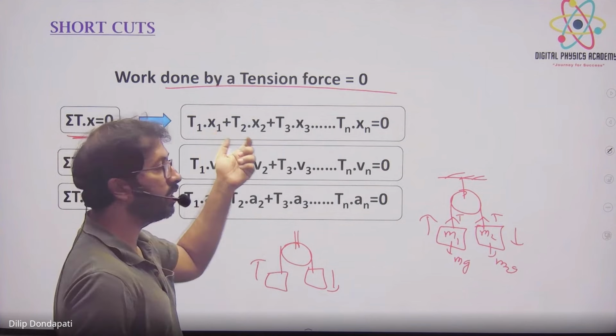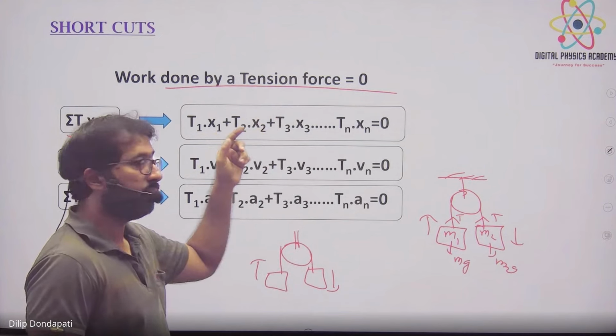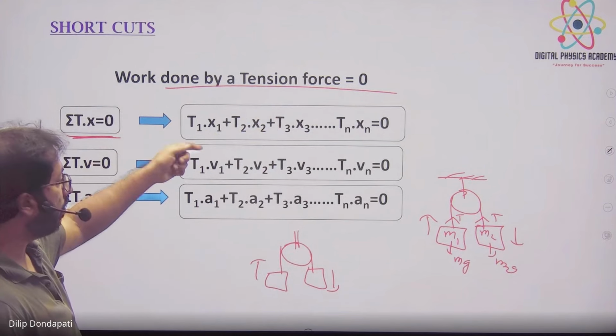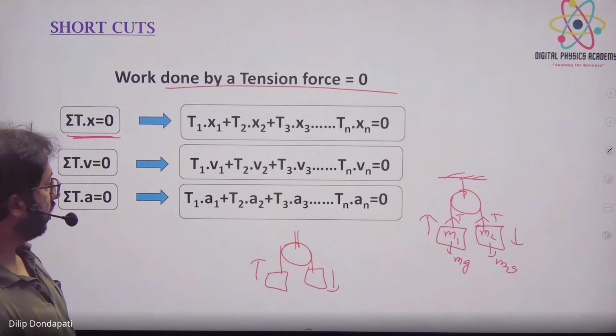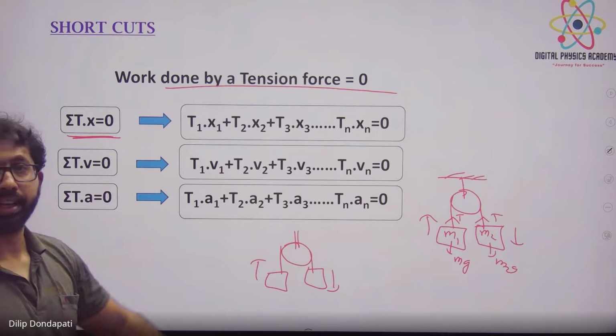Sir, x is the length of the string, right? Length x is a displacement. It is going upwards, so that is the displacement. How much displacement has it moved? That is the displacement. Differentiate displacement to get velocity, and differentiate velocity to get acceleration. So you have sigma T dot x, sigma T dot v, sigma T dot a is 0. In constraint motion you have to use this.